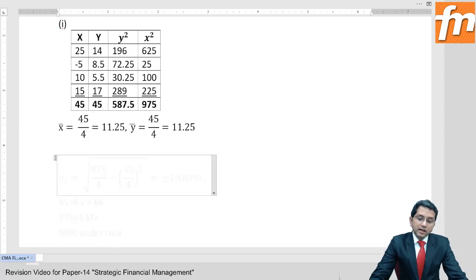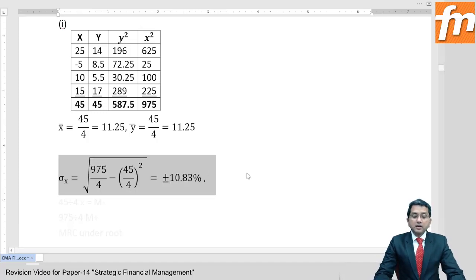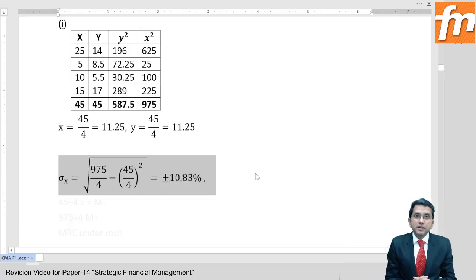Okay, once you have done this, the next thing is to calculate standard deviation. Standard deviation of x is equal to the square root of summation of x square upon n, which is 975 divided by 4, minus summation of x upon n, that is 45 upon 4, whole squared. Solve it and you'll get 10.83%.